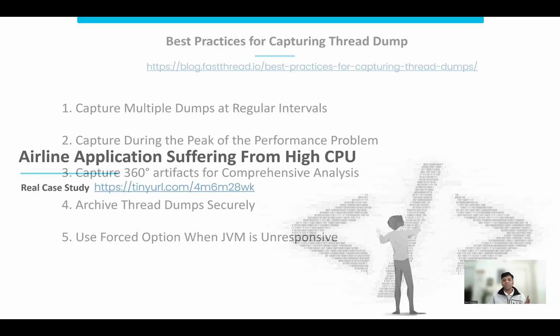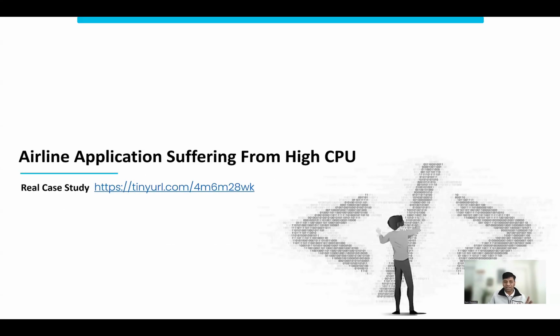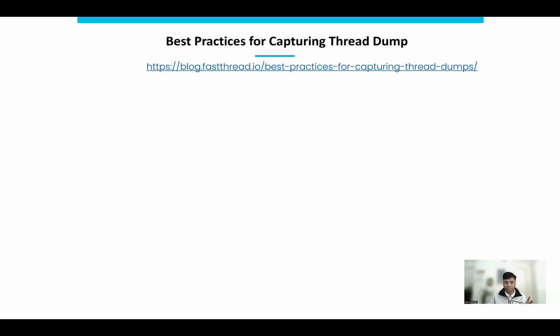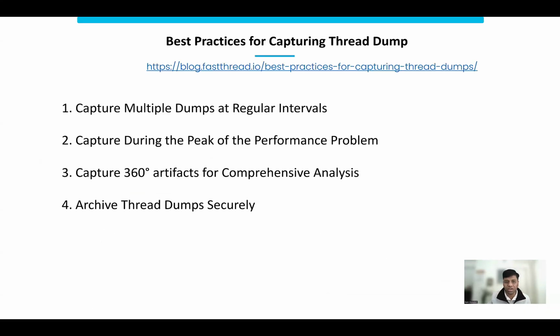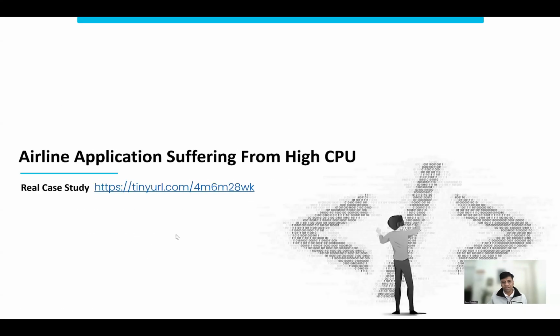Now, having said that, let's look into comparing the thread states across the dumps, and how that's going to help us. Here is an example. This was real data, a real problem that happened in an airline application which makes ticket reservations. Their JVM had a CPU spike.